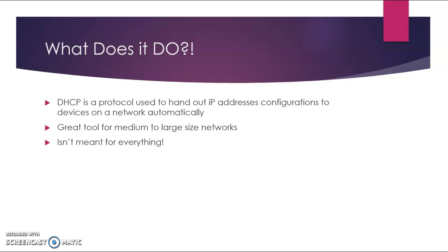What does it do? DHCP is a protocol used to hand out IP address configurations to devices on the network automatically. So what this means is you set it up, you plug a computer or a phone or whatever you need connected into the network, and this service gives it everything it needs to know in order to communicate with other devices on that network. So it's a great tool, especially for medium to large size networks, because you don't have to go set all that up yourself every time.